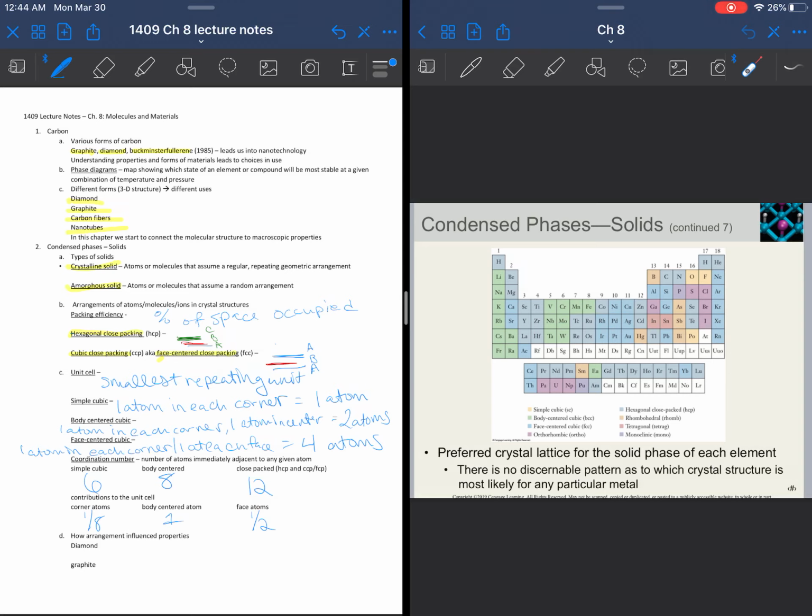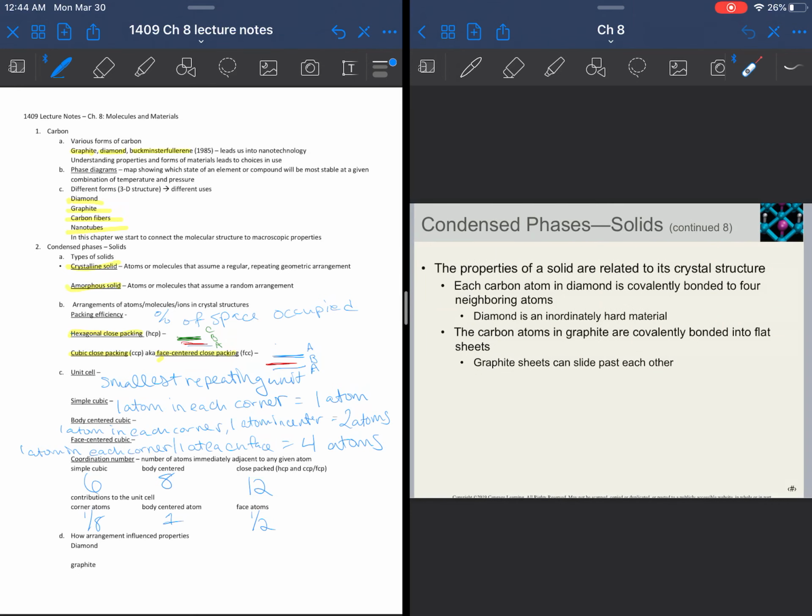Each of the elements has a preferred crystal lattice, and so you see simple, body-centered, face-centered. You see hexagonal close-packed. But you also see there's some other types of crystal structures. And when you think about the solids of each of the elements, they have a preferred crystal lattice that they form. The properties of the solid are going to be related to that structure.